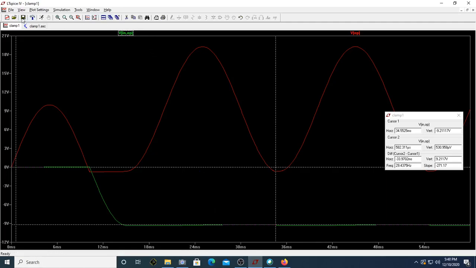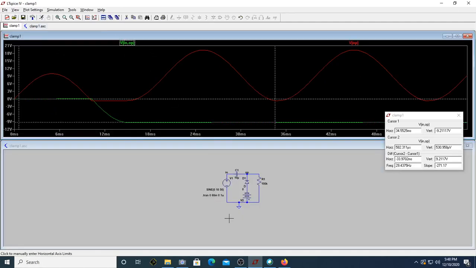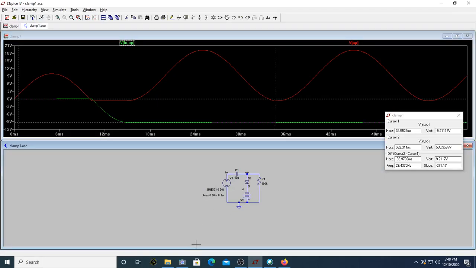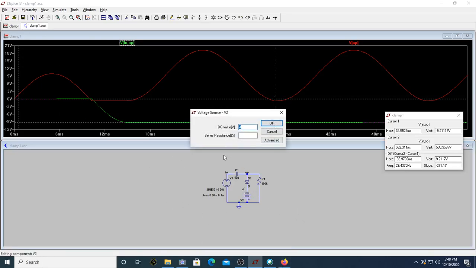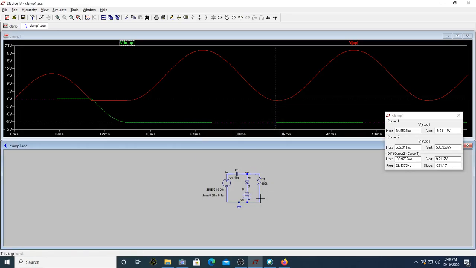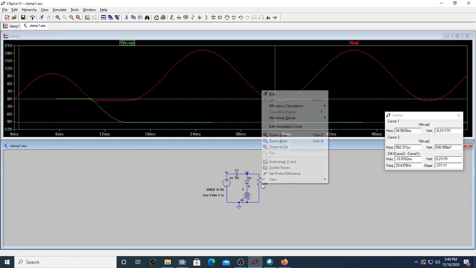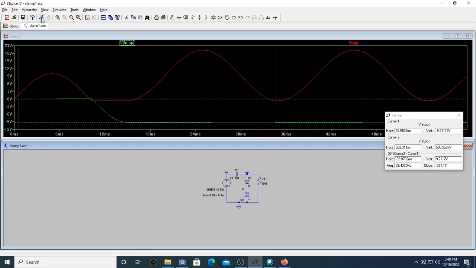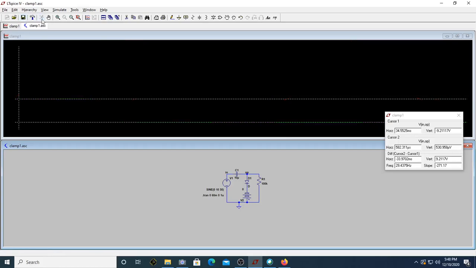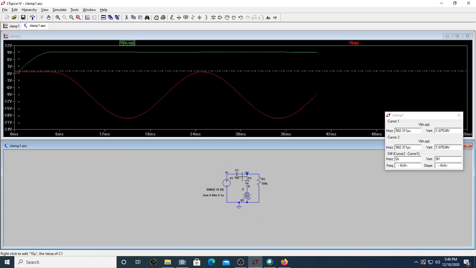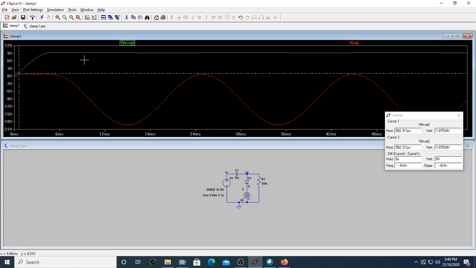So maybe let me just do it for the other circuit. Let us make this 0 initially. I am just trying to show you what happens if the value of resistance, instead of 100k, becomes 100 ohm. If it is 100k, let me save it and run. Can you see the capacitor voltage is almost at 9.4 volt? It is almost constant throughout, you can see it's almost 9.2, 9.3 volts.